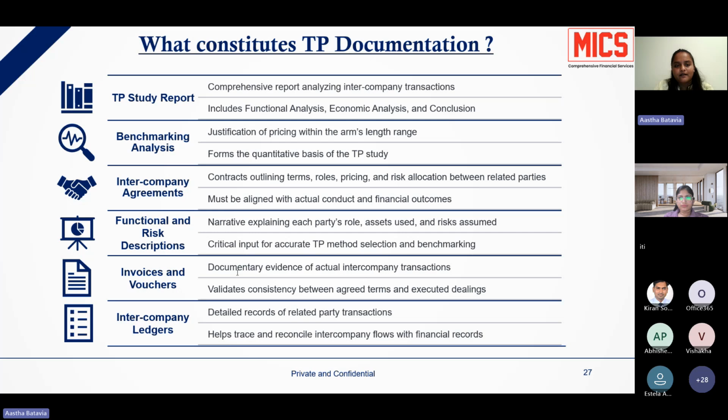So now let's understand what the intercompany ledgers are. These are the detailed records that will show the actual flow of transactions in your books between you and your related party throughout the year, at any point of time.